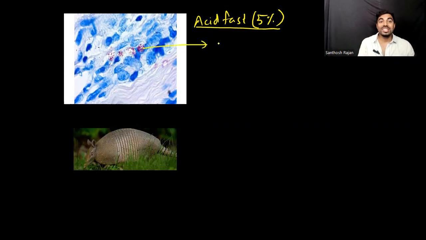They look like what? A cigar bundle. This question might come. Cigar bundle like this. Or globi appearance. Globi or cigar bundle appearance.